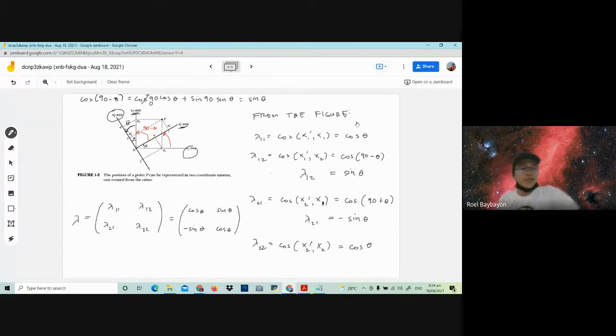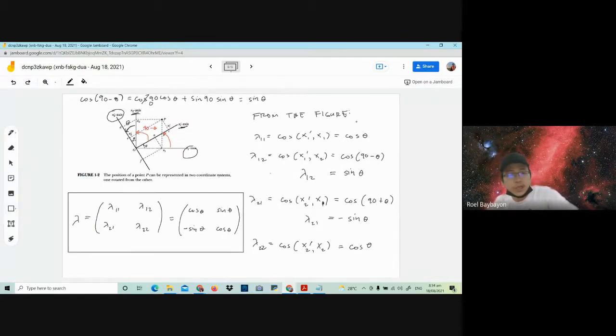Okay? So why did I define another notation? It's because I want to write my expression in terms of a matrix. So in 2 dimensions, this is now my direction cosines. In 2 dimensions, my direction cosine is given by this equation here. Later, we will generalize this into 3 dimensions. So this is my direction cosines.